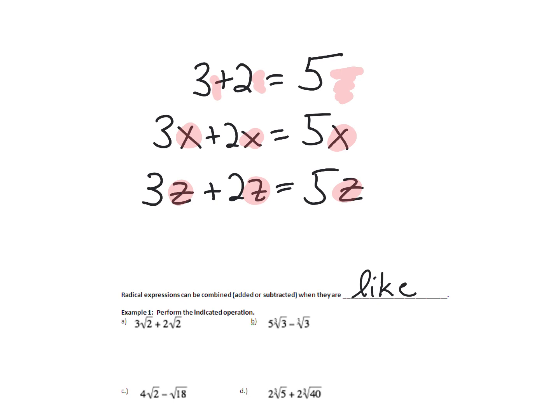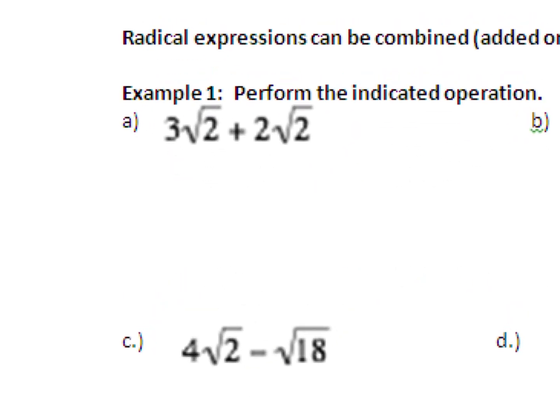Okay, wait. Check out my first example. I got 3 square roots of 2 plus 2 square roots of 2. What is it? 5 square root of 2. Yes, 5 square roots of 2. You just taught yourself today's lesson. Congratulations. Pat yourself on the back. I've done very little. All right, so 5 square roots of 2 is the answer.